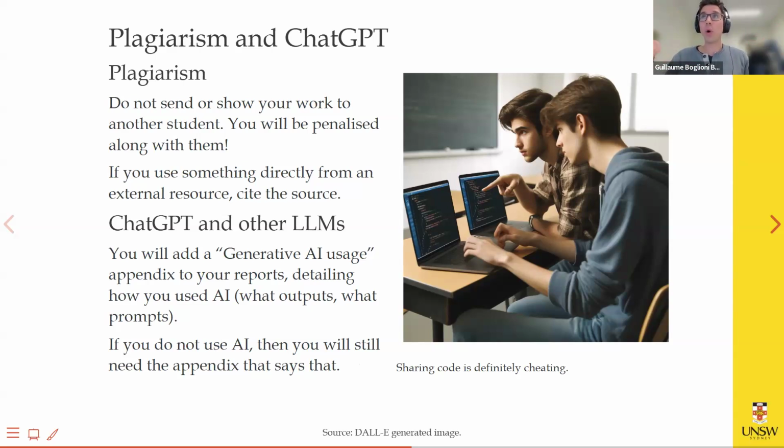Like the same way if you copy paste from a book, if you put quotation marks and you cite your reference, that is fine. You've used the book, but you've clearly said that this is not your work. It's the work of the author of the book. ChatGPT is the same. If you copy paste, you need to acknowledge that this is literally taken from ChatGPT. And if you're ever unsure about plagiarism rules or anything like that, you can always ask your lecturer to clarify.